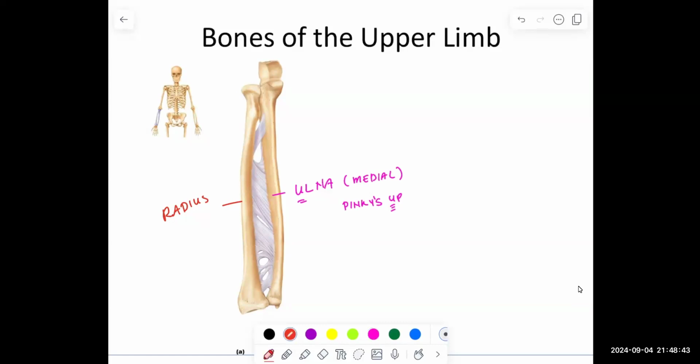The radius is on the lateral side. I say the radius is rad. When it's rad, you give a thumbs up. It's on this side. Radius, ulna. You have two bones in your forearm.